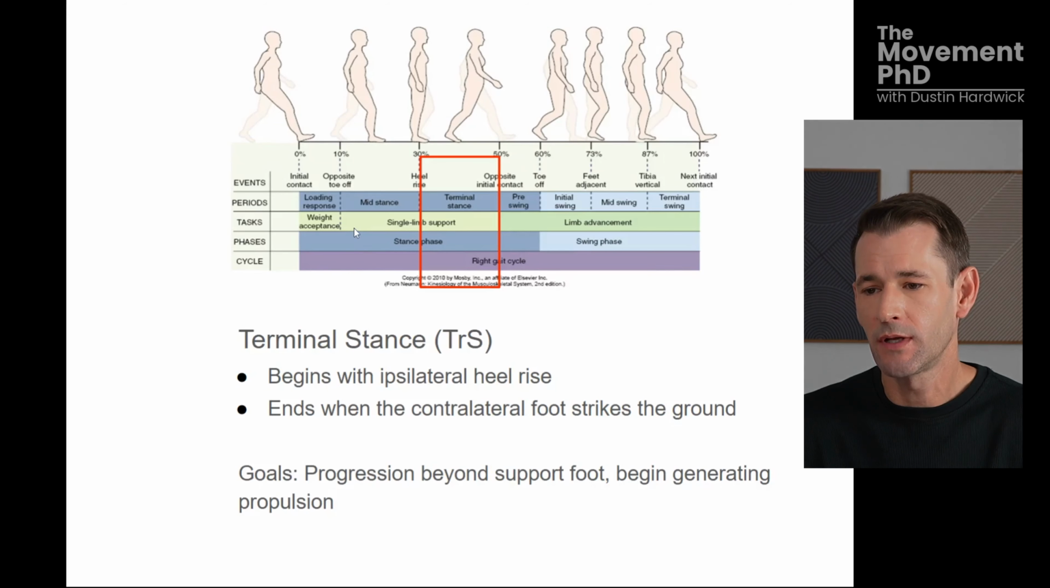The next period of the gait cycle, terminal stance. It begins with ipsilateral heel rise. So again, ipsilateral being same side, which for our example is the right foot. So it begins with right heel rise, and it ends when the contralateral, or opposite foot, in our example left foot, strikes the ground. The goal of terminal stance is progression beyond the supporting foot, because your body weight moves from above your right foot to beyond your right foot. This is helping to generate propulsion.